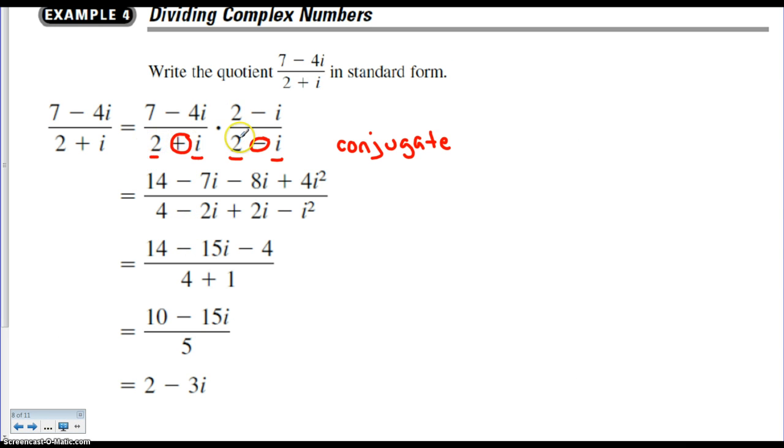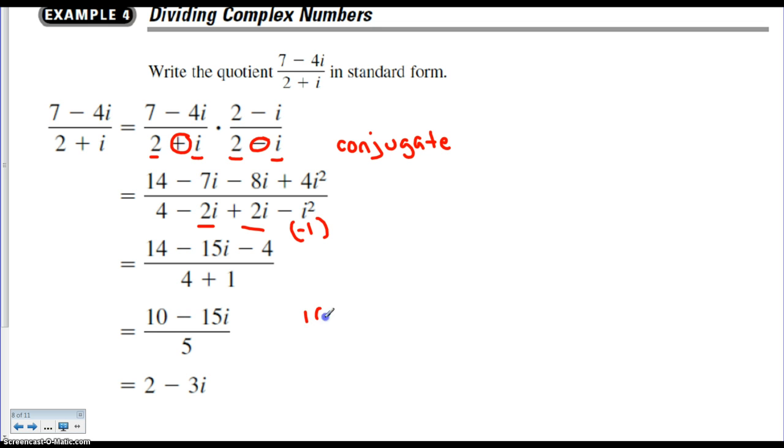Like I take the 2 times 2 to get 4, 2 times negative i to get negative 2i. Positive i times 2 gets me 2i. i times negative i gets me i squared. So the middle two terms, negative 2i and 2i, cancel each other out. Well, then I have 4 minus i squared, which is the same thing as saying minus negative 1, which gets me 5. And on the top is just regular multiplication.